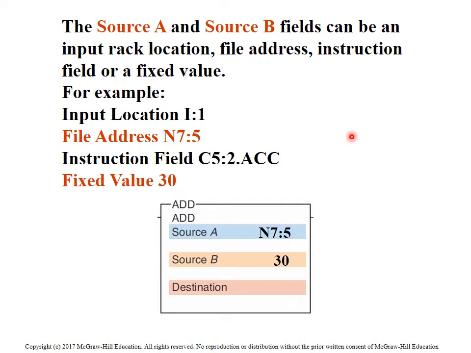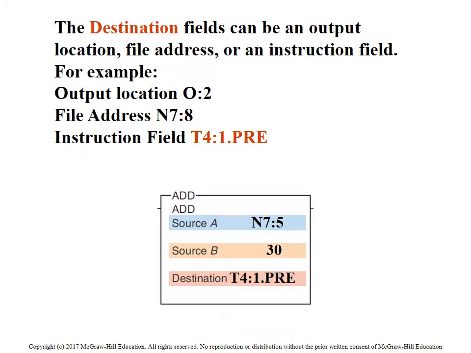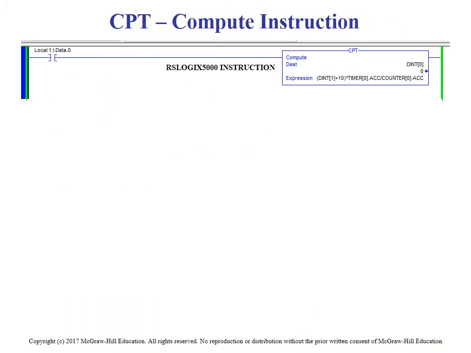So source A, source B, again, can be a rack location, file address, or instructions. I'm trying to give you some ideas on different aspects. If you remember our first unit where we talked about the 500, you'll see some of these addresses, and I felt this was valuable enough to keep in there. So again, here are some more destination fields.